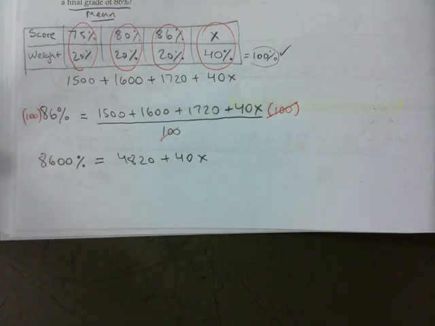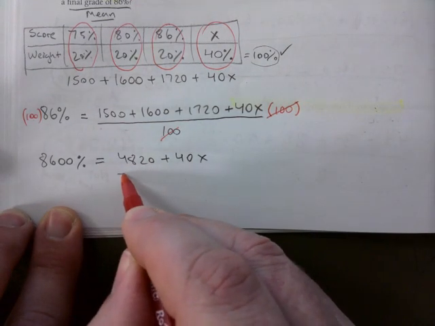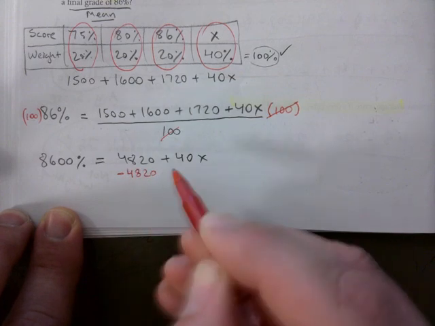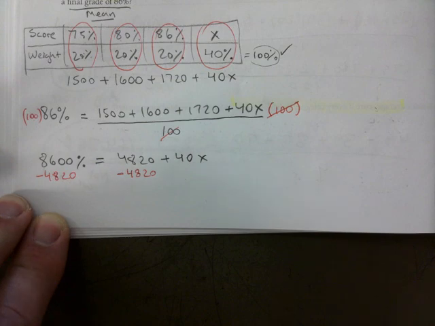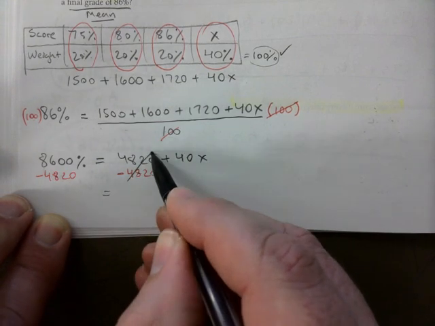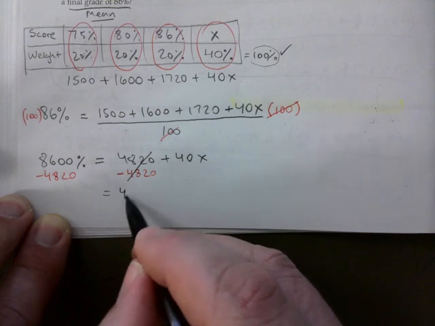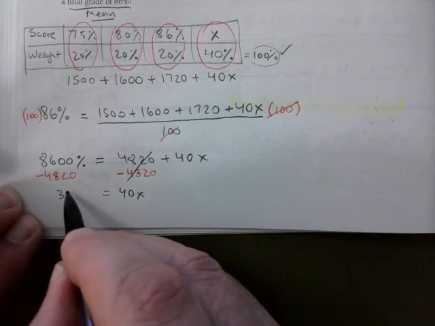What do you have to do now? Deal with the 40 or deal with the 4820? Deal with the 4820. 40x is multiplying. This is not easily, so we're going to go minus 4820, minus 4820. So when there's a question like this, you need to show work. These two go to 0, right? So we kind of do that. And 8600 minus 4820 is 3780.